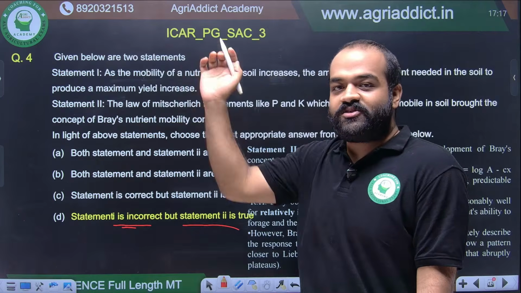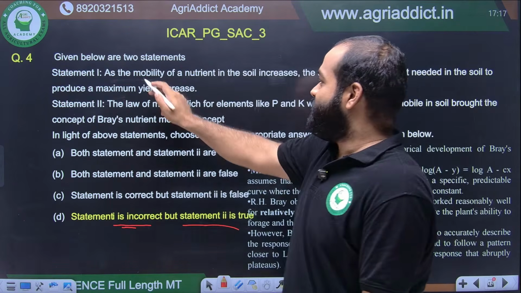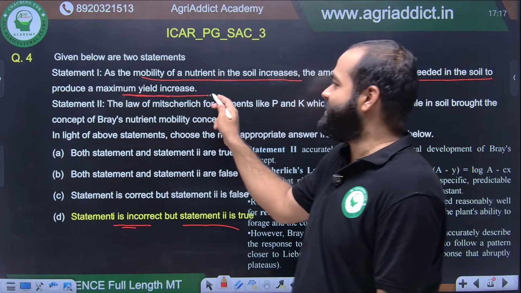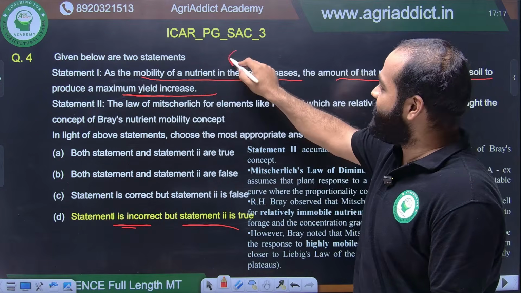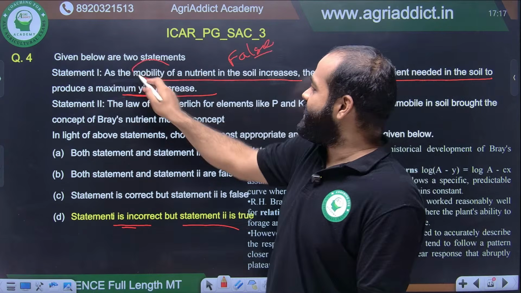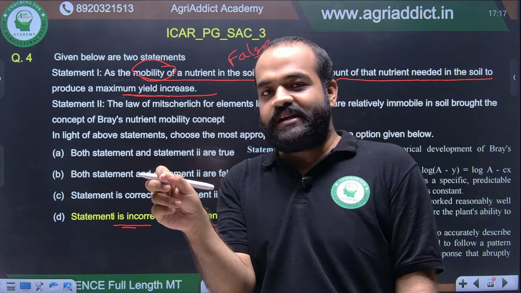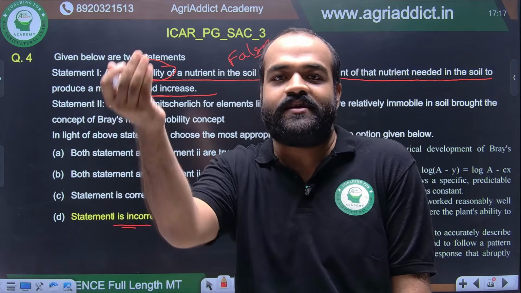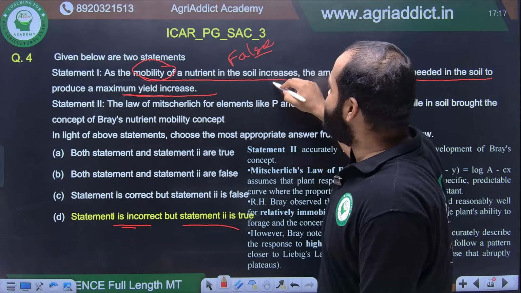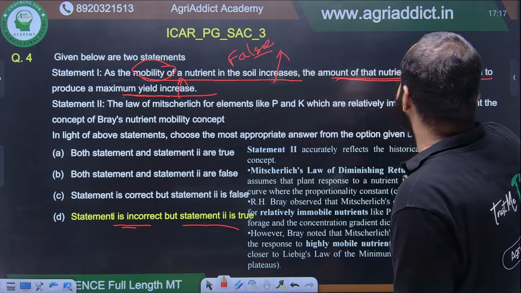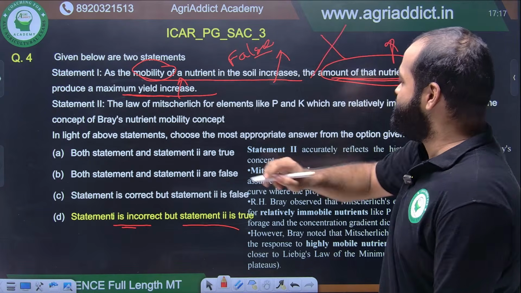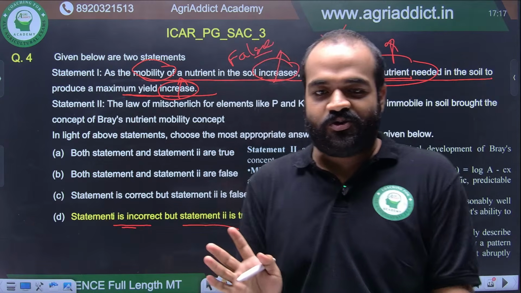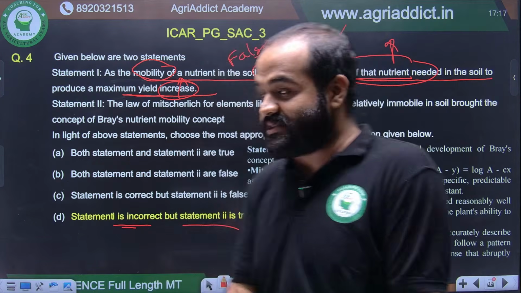Now look, in statement 1 there is nothing much to understand. It is a simple thing: mobility of a nutrient in the soil increases, the amount of that nutrient needed in the soil to produce a maximum yield increases. This can never happen, so this is definitely false. If mobility is increasing, then however small the nutrient amount might be, it can move, right? It can be mobile and it can go to the plant root and it can be absorbed. So it makes no sense that mobility is increasing and the amount needed is also increasing. It should have been decrease, either of the words would have been decrease. So in the first statement there is nothing much, that is a very easy statement, that is false. What about the second statement?